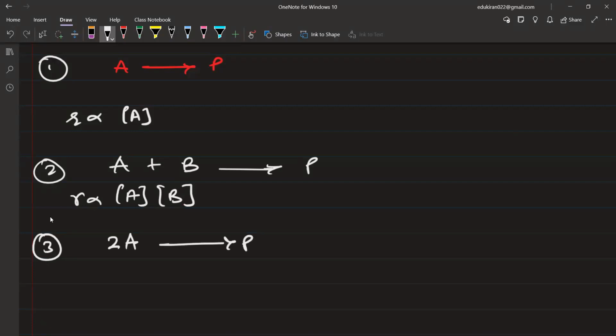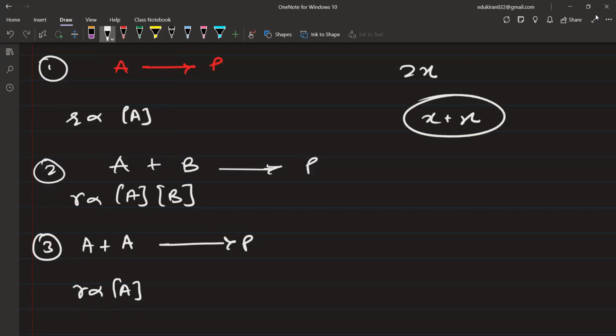Now you will see that you can write this as rate is directly proportional to the concentration of A. But please remember, when I write 2A, it is nothing but a shortcut. I'm not writing A plus A, but I'm writing 2A. 2A means A plus A will collide and then it will form product. Correct? If we write 2x, what does 2x mean? 2x means x plus x.